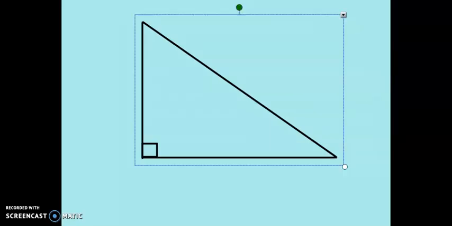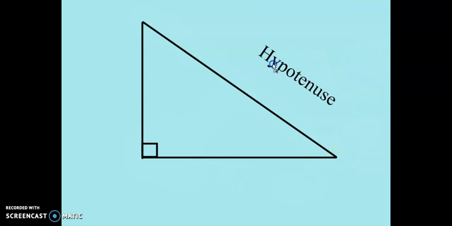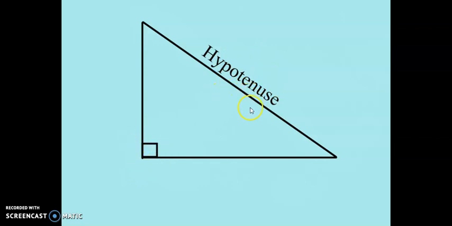First of all, when we work with Pythagoras, it must have a 90-degree angle. Opposite the 90-degree angle, you will find the longest side in the triangle, and that side is known as the hypotenuse, only in a 90-degree angle. If this is an obtuse angle, that won't be known as the hypotenuse. Only if that is a 90-degree angle, the side opposite it is called the hypotenuse.